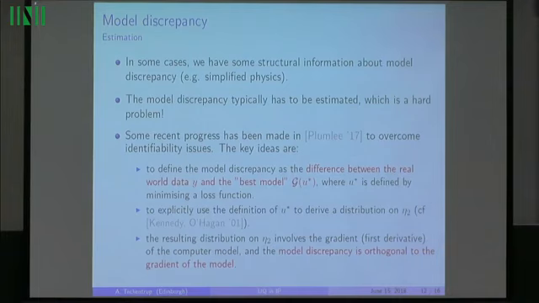you can use that to explicitly derive a distribution on the model discrepancy eta 2. I don't really want to go into too much detail here, but you can show that the distribution that you get on eta 2 using this procedure involves the gradient, the first derivative of your computer model. And the model discrepancy is orthogonal to the gradient of the model. So what that means is the following.